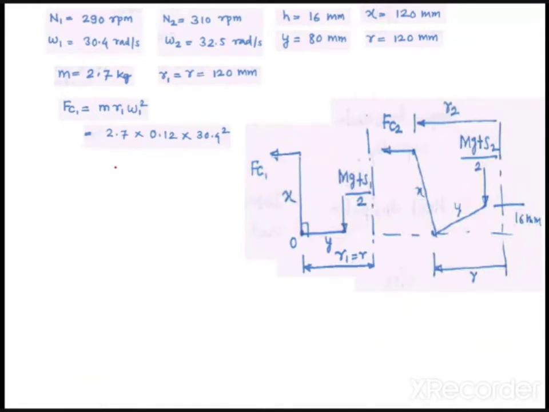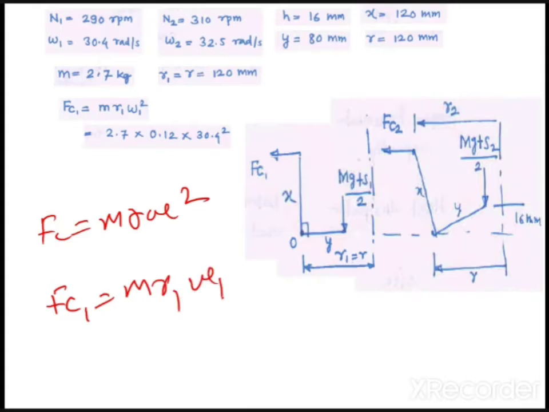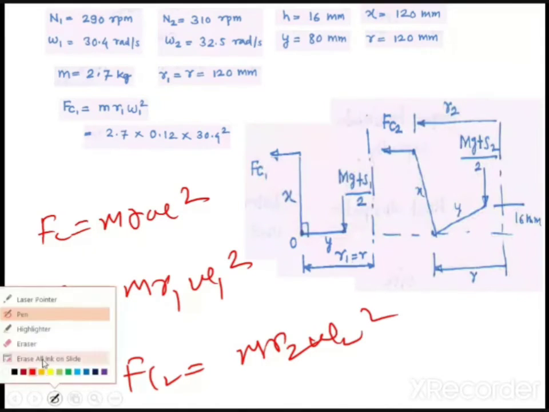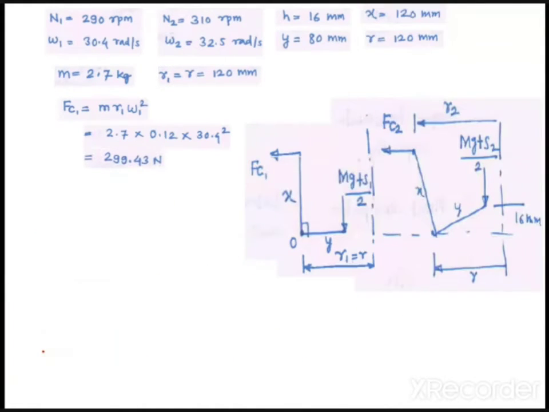So first of all, I will calculate FC1. FC1 means what? FC is equal to m r omega square. So FC1 will be equal to m, which is constant, R1 omega 1 square. FC2 will be m, which is constant, R2 omega 2 bracket square. So this is a very, very simple calculation. So calculate, you are getting 299.43 Newton. Now, see, we have a time limit, so I have directly calculated.